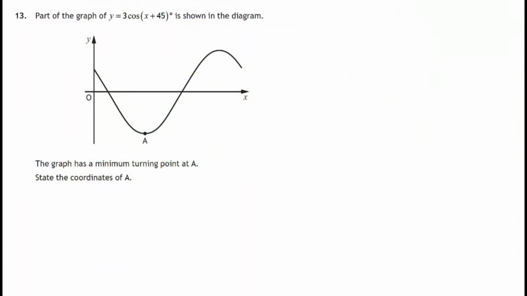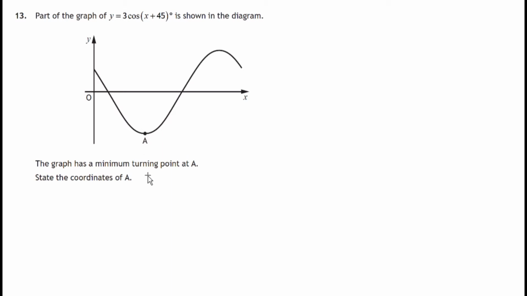Carsey here. In this question, we've been shown the graph y equals 3 cos(x + 45 degrees). That's what's shown in this diagram. And we're asked to find the coordinates of this minimum turning point A.